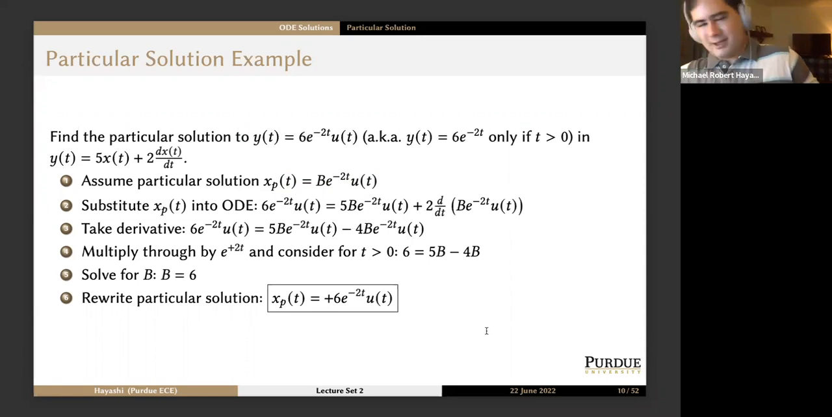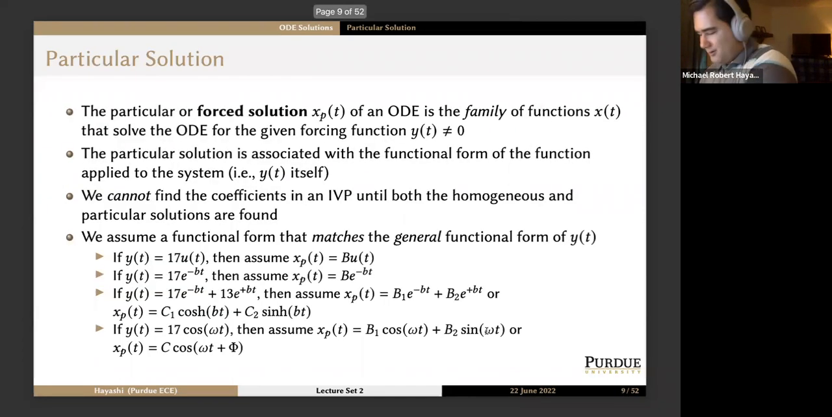Now, notice this whole thing hinges on choosing the correct form of the particular solution. So that's why we have the cheat sheet on the previous slide.